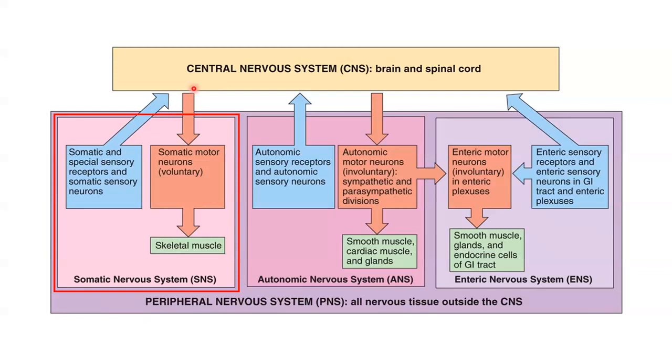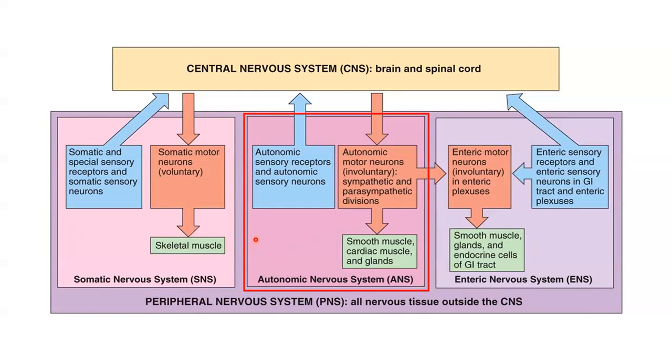It then also consists of motor neurons, which transmit information from the central nervous system to our skeletal muscles only. So these are the muscles of the body that attach to bone and can be voluntarily controlled.